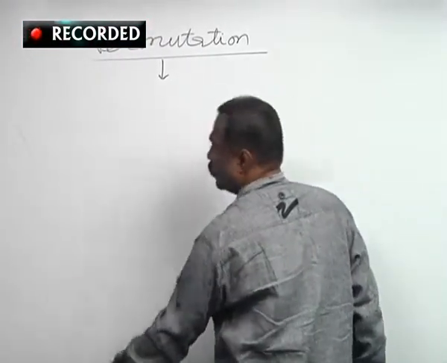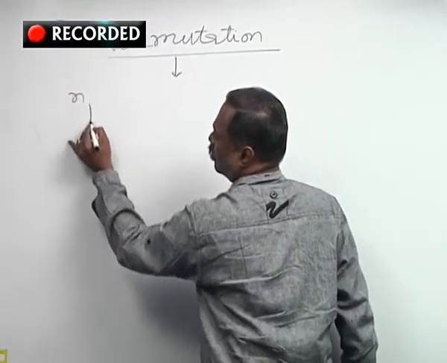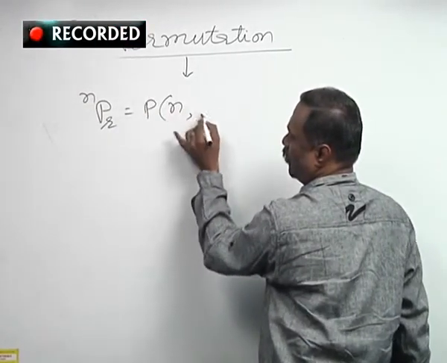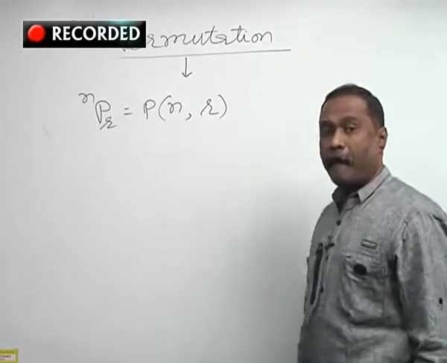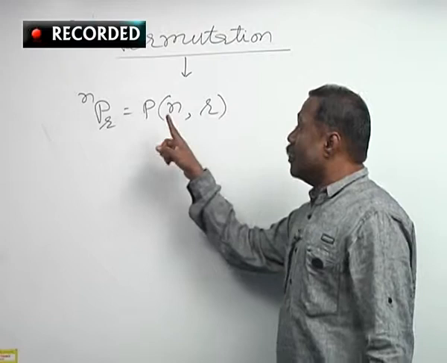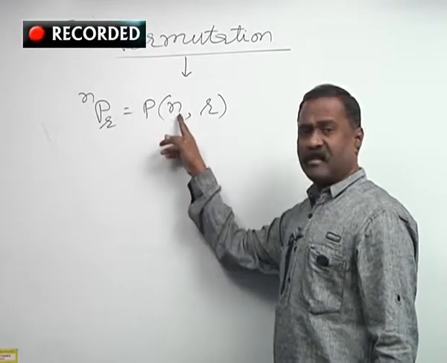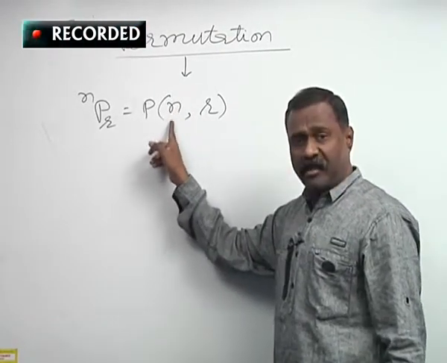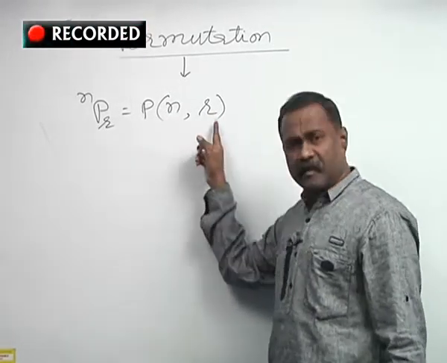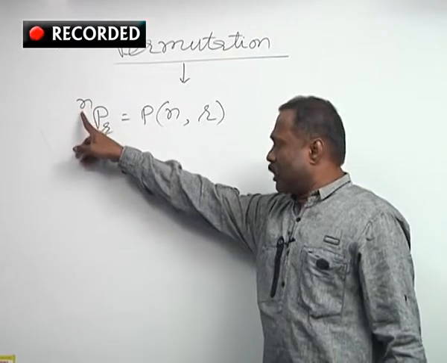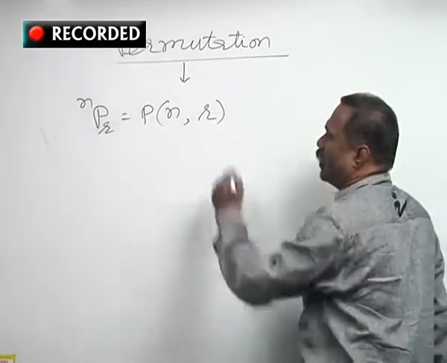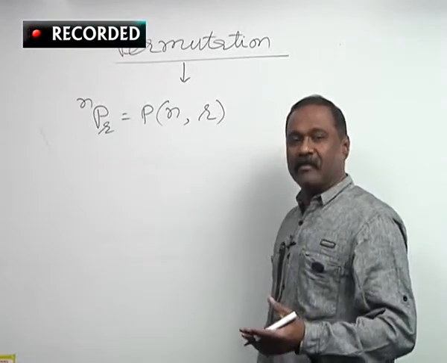for nPr. nPr can also be written as P of n comma r. What does it mean? Permutation of n dissimilar things by taking r at a time. It can be denoted like this, and it can also be written like this. And its formula we are going to derive now.